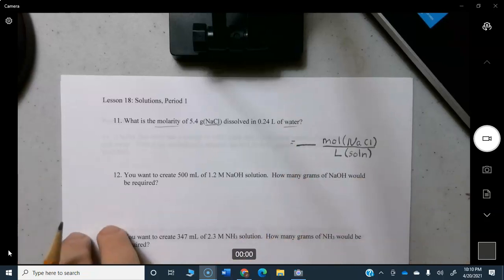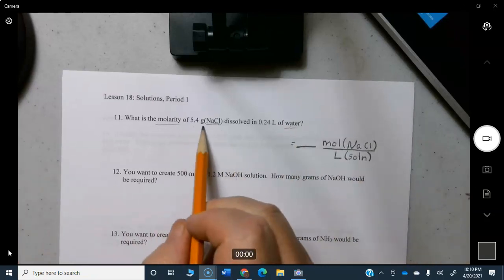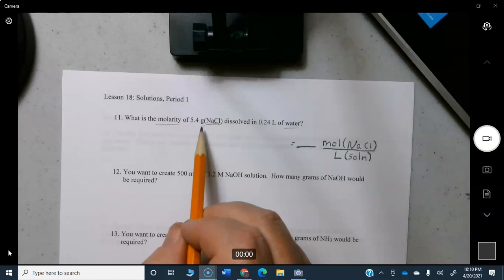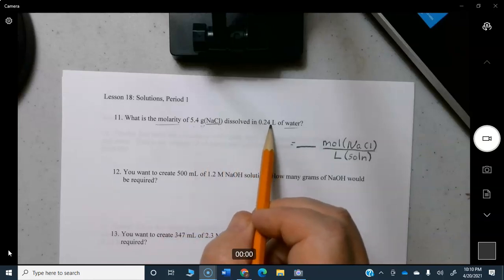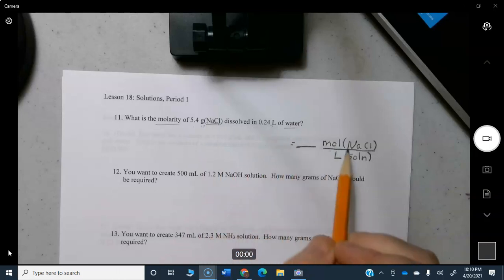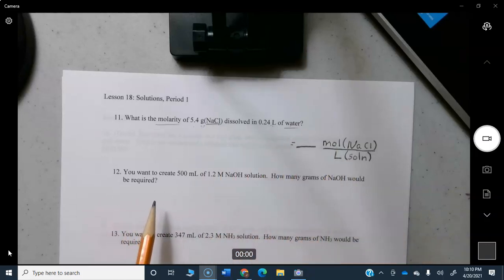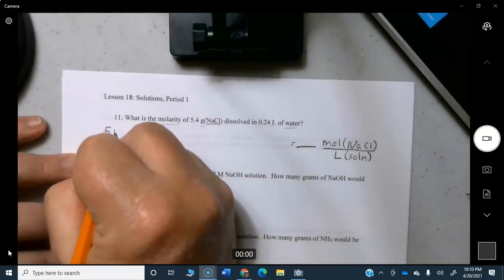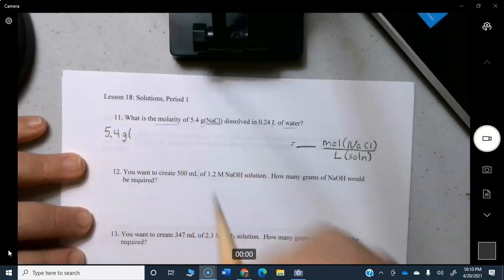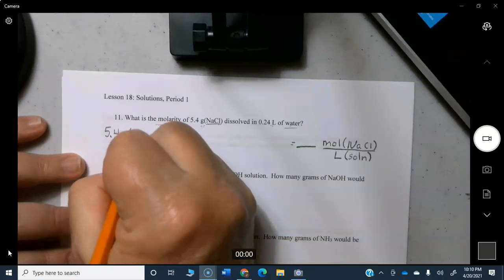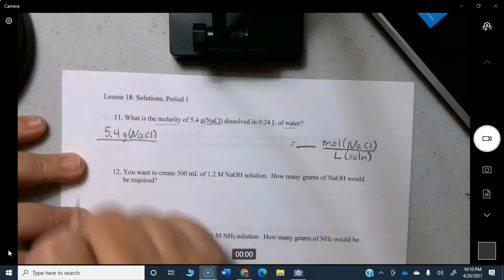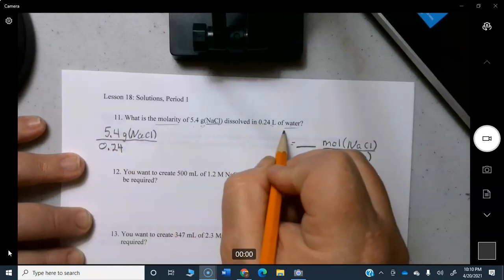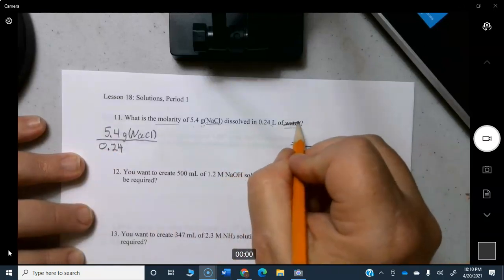Okay, so what are we starting with here? Well, we have 5.4 grams of NaCl. That's just going to be a single unit of measure. It's not like molarity where it's 2 levels like the last problem. And there's liters. That's 1 level. And you can see that grams over liters is eventually going to lead us to moles over liters, okay? So you kind of start to recognize these patterns. So I'm going to come over here and put the 5.4 grams of NaCl over 0.24 liters of, and that should be solution, okay?